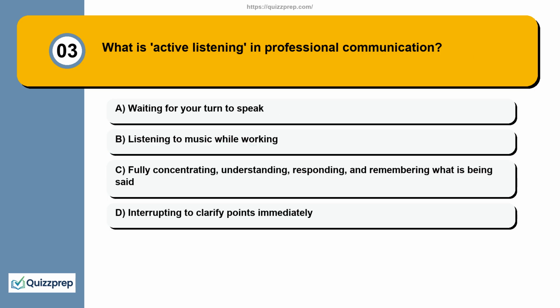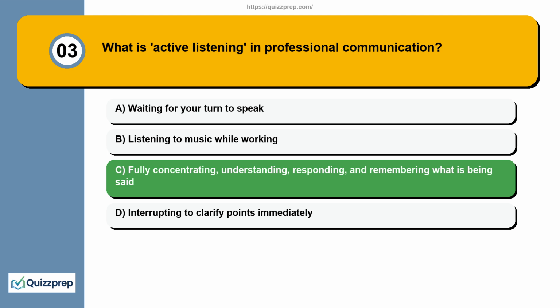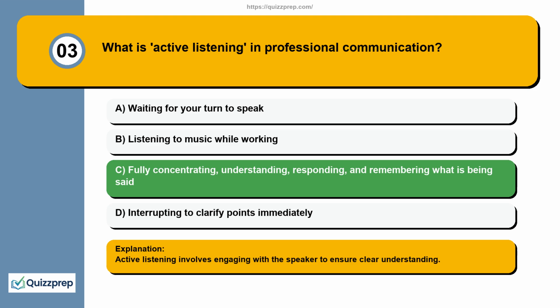Question 3. What is active listening in professional communication? Here are your options. Option A. Waiting for your turn to speak. Option B. Listening to music while working. Option C. Fully concentrating, understanding, responding, and remembering what is being said. Option D. Interrupting to clarify points immediately. The correct answer is option C. Fully concentrating, understanding, responding, and remembering what is being said. Explanation. Active listening involves engaging with the speaker to ensure clear understanding.